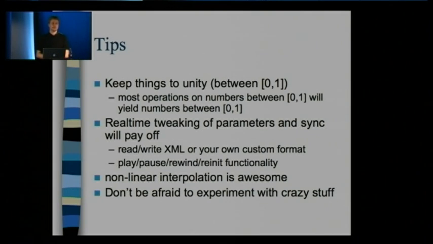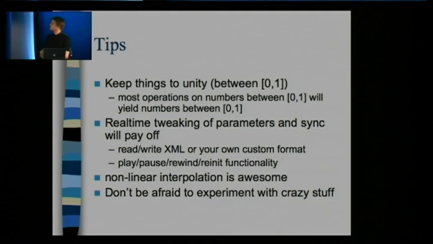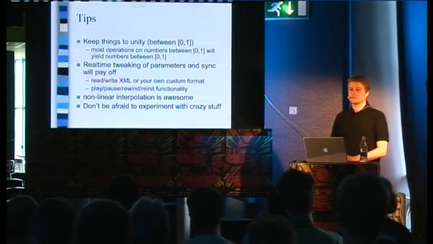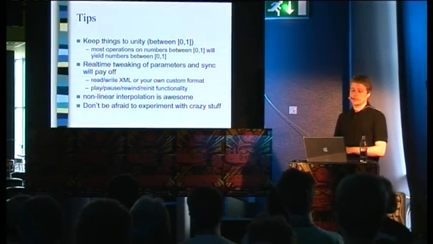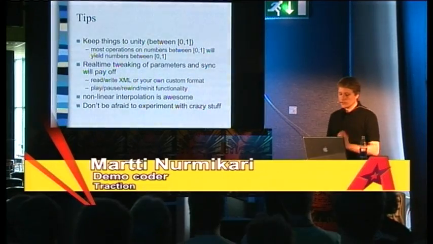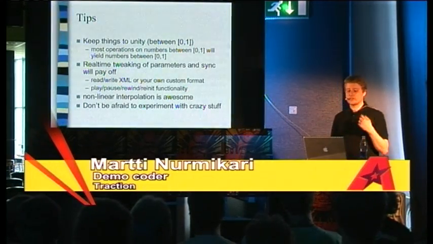So number one tip, and this goes for all kinds of programming: keep things to unity, so between 0 and 1, because it's really easy to react to, for example, sync values from 0 to 1. If your sync value went from 0 to 17, it wouldn't really make any sense, and it would be difficult to understand and use. Also, most operations on numbers in unity will yield unity. So for example, if you have a value from 0 to 1 and you take the sine, you don't get anything really weird out of it. Or if you multiply two numbers in unity, it will still be in unity. That's really awesome, especially for graphics intensive stuff.